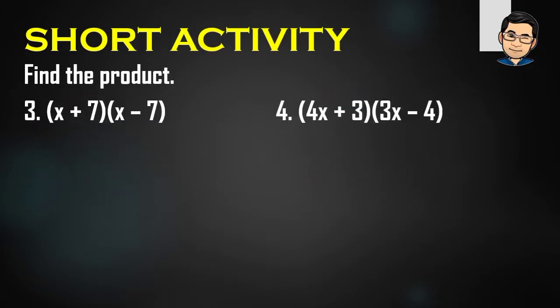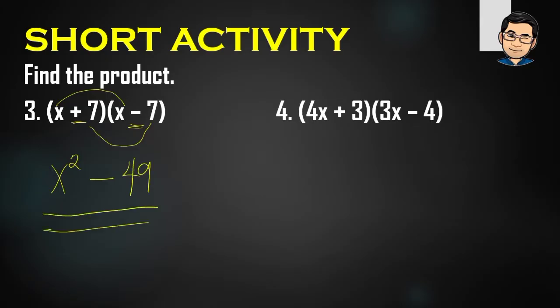Let's have number 3. Sa number 3 is x plus 7 times x minus 7. Anong mapapansin nyo? Diba? Pareho lang sila ng term, nag-iiba lang sila dun sa sign. Sa grade 8 kayo, ang tawag dyan is difference of two squares. Ang mangyayari dito nyan, imumultiply lang natin yung dalawang first term, tsaka yung dalawang last term. That will be the answer. For example, x times x is x squared. 7 times negative 7, that is negative 49. So, the answer is x squared minus 49.